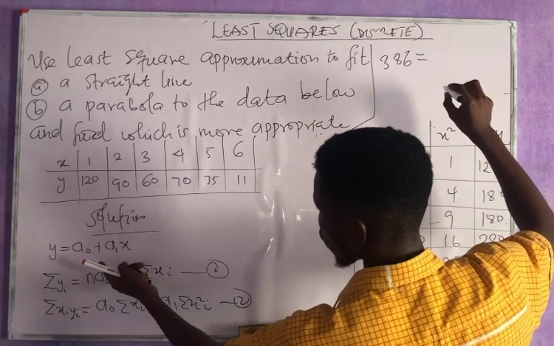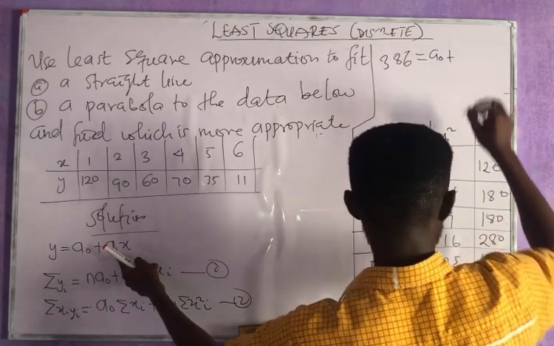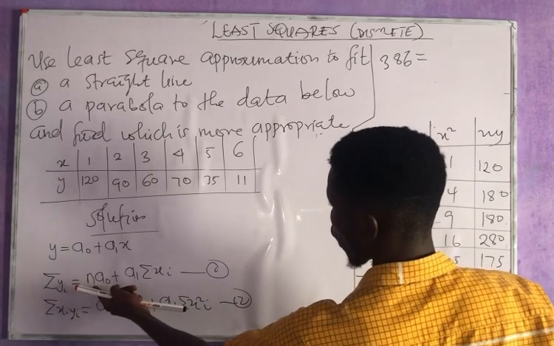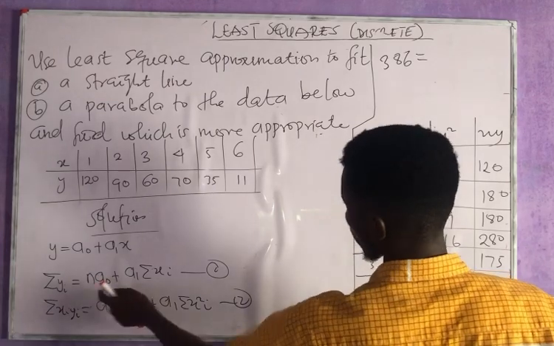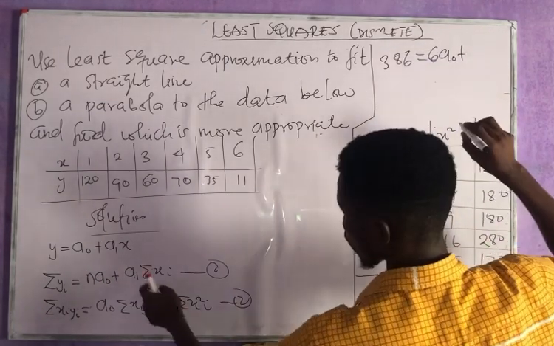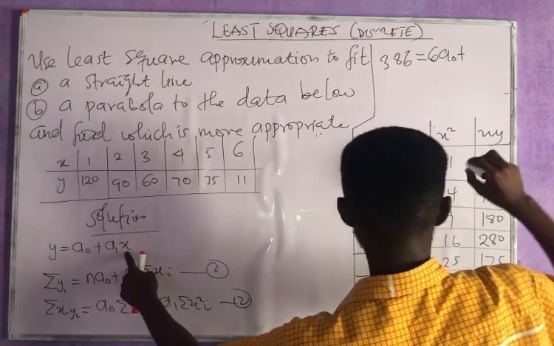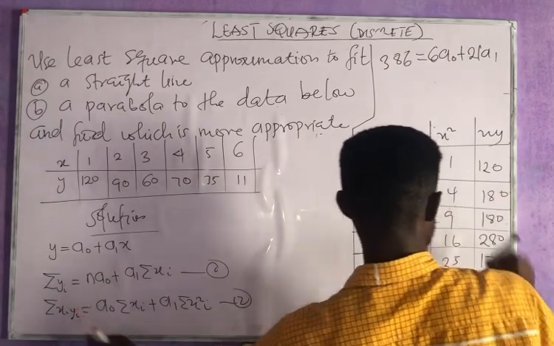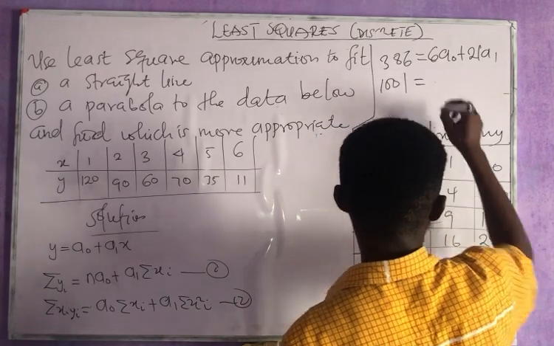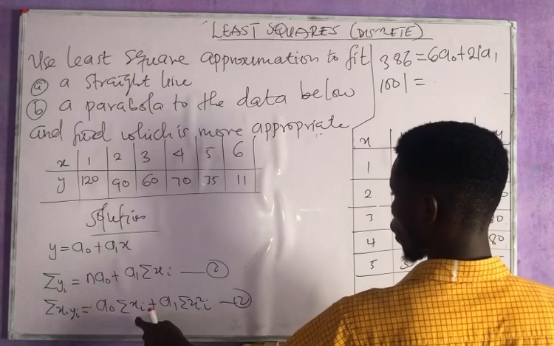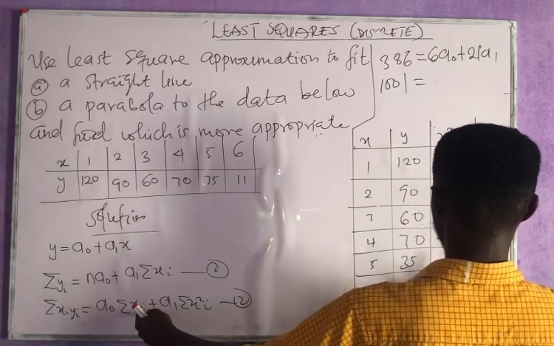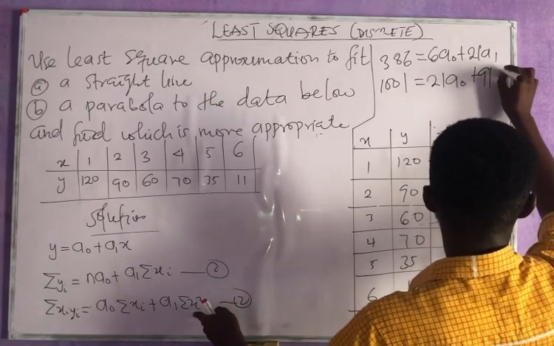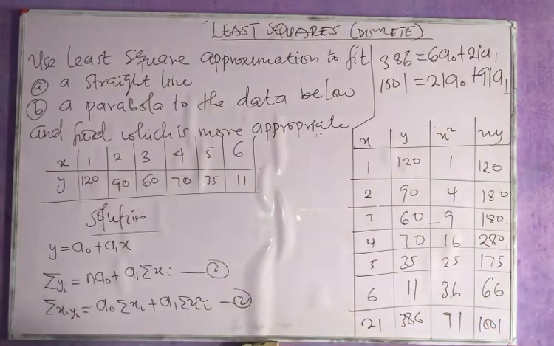So we have 386 is equal to a0 plus x. Oh no, I'm picking this one instead of this. So n is the number of points. We have 1, 2, 3, 4, 5, 6, so that will be 6a naught plus a1 times summation of x, we had 21, so 21a1. Then move to this one, xy. Summation of xy is 1001 equals 21 a naught plus x squared is 91 a1.